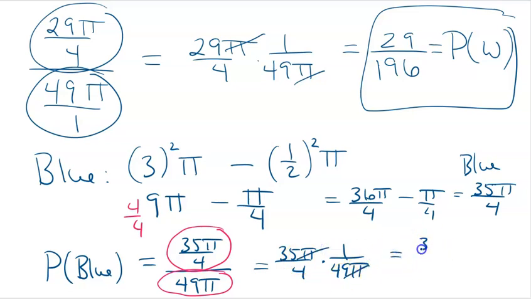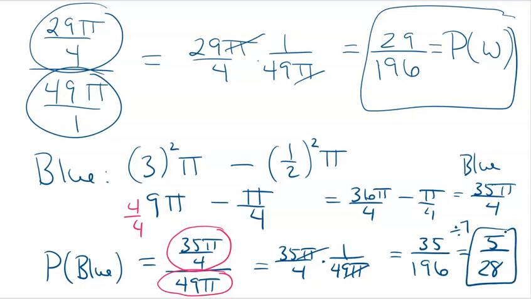So that leaves me with 35 times 1, which is 35, and 4 times 49 gives me 196. But here's the deal. That one will reduce. I know they both divide by 7. I could have even done that beforehand. So I need to divide both of those numbers by 7. I know 35 divided by 7 is 5. 196 divided by 7 gives me 28. So the probability of the stone landing on blue should be 5/28.